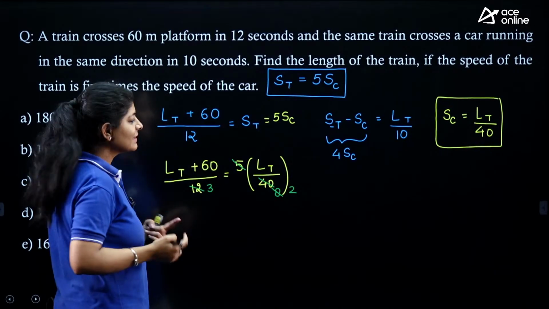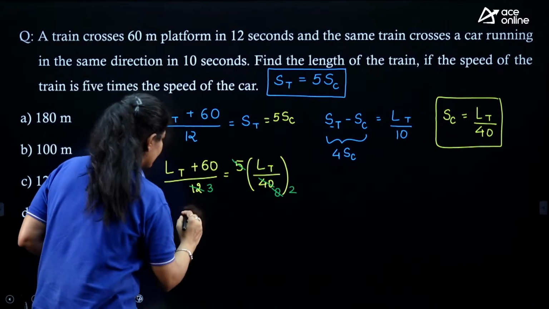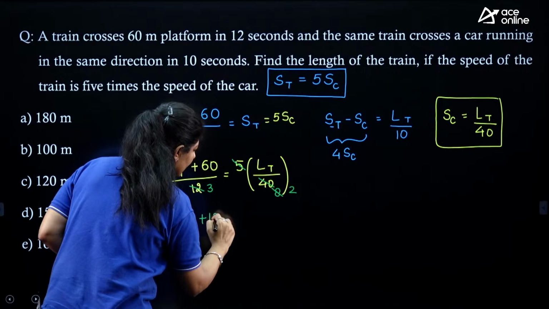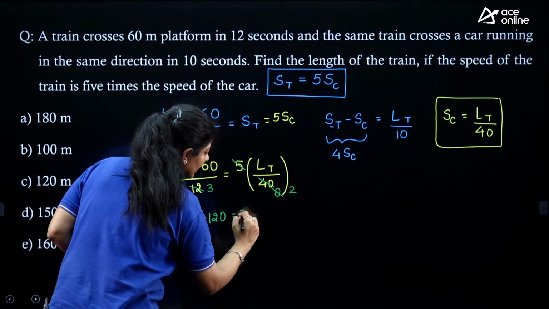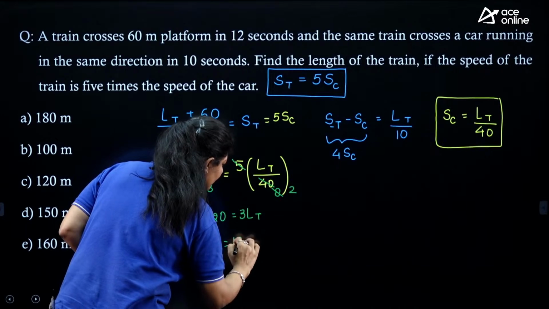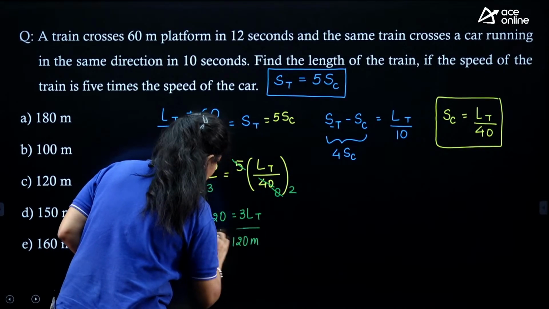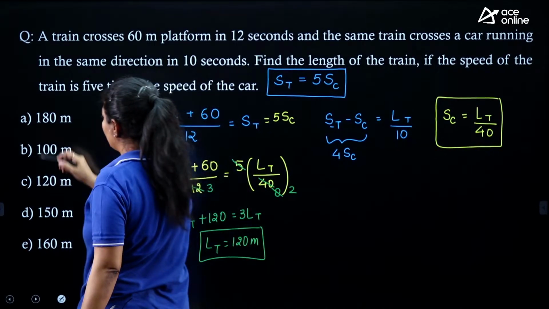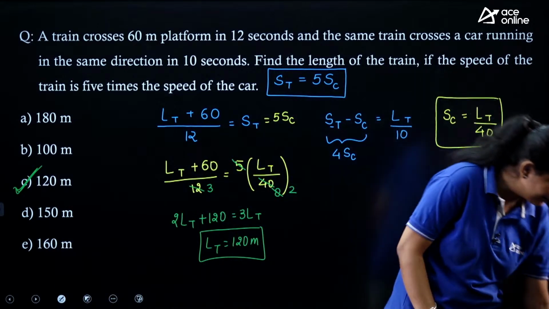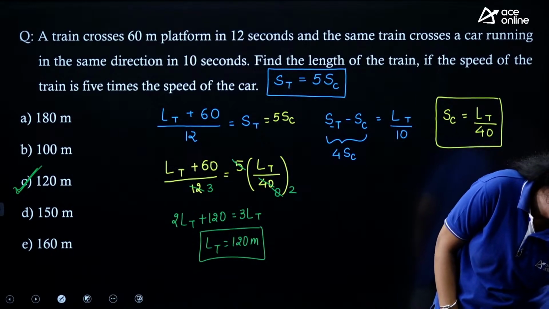Now I will simply do the cross multiplication over here. So 2LT plus 120 is nothing but 3LT. So ultimately the length of the train that we are getting over here is 120 meters. Option number C is the correct one.